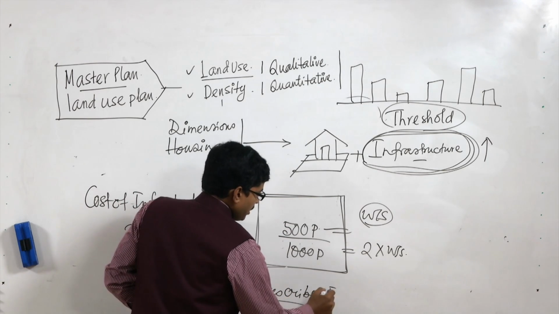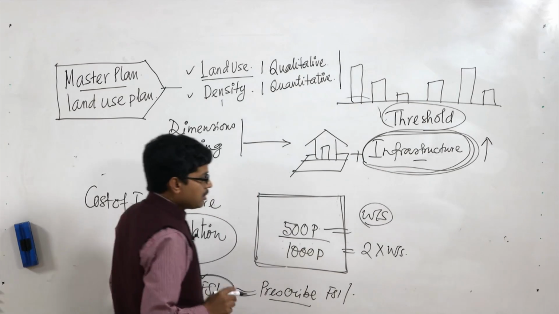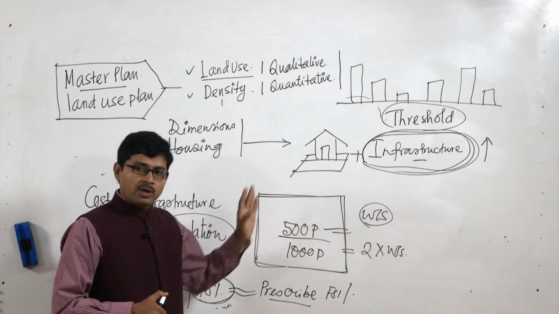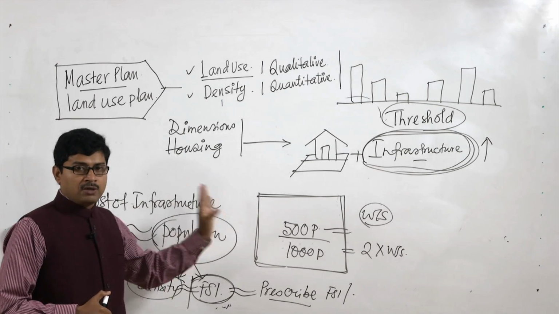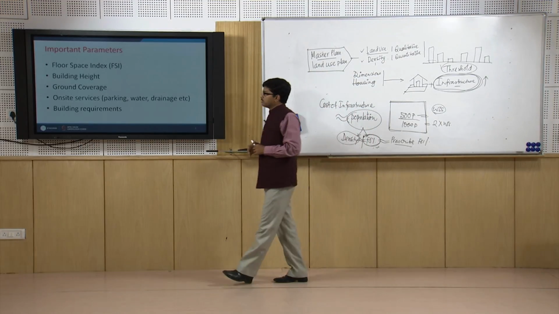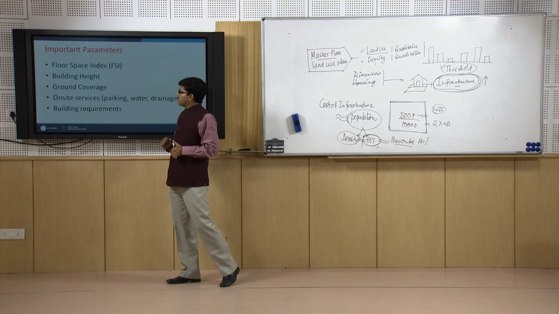We prescribe the FSI and the density. So, that is the relation between the FSI and the infrastructure. More FSI, more density, more infrastructure cost, more compact development. So, that is the parameter or the measurement of the floor space index.